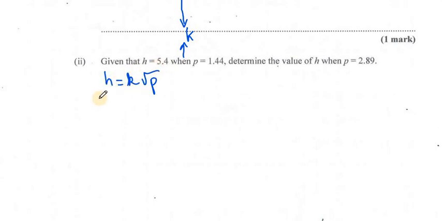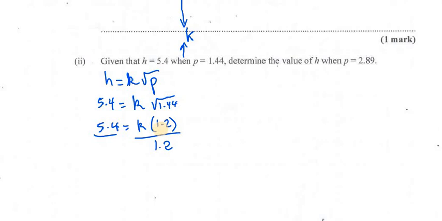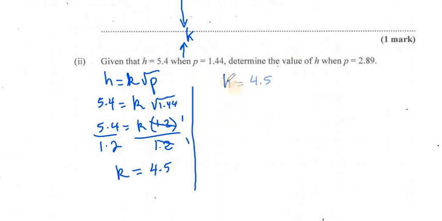So when h is 5.4, let's leave k there, square root of, and p is 1.44. So now we're going to find the value of k. We can say 5.4 is equal to k multiplied by the square root of 1.44, which is 1.2. To find k, we divide both sides by whatever is multiplying k here, which is 1.2. And so k, the constant of variation, will be equal to, just give us 1. K is isolated here. And 5.4 divided by 1.2 will give us 4.5. So the constant of proportionality is 4.5. Writing back the equation, h is equal to 4.5 square root of p.